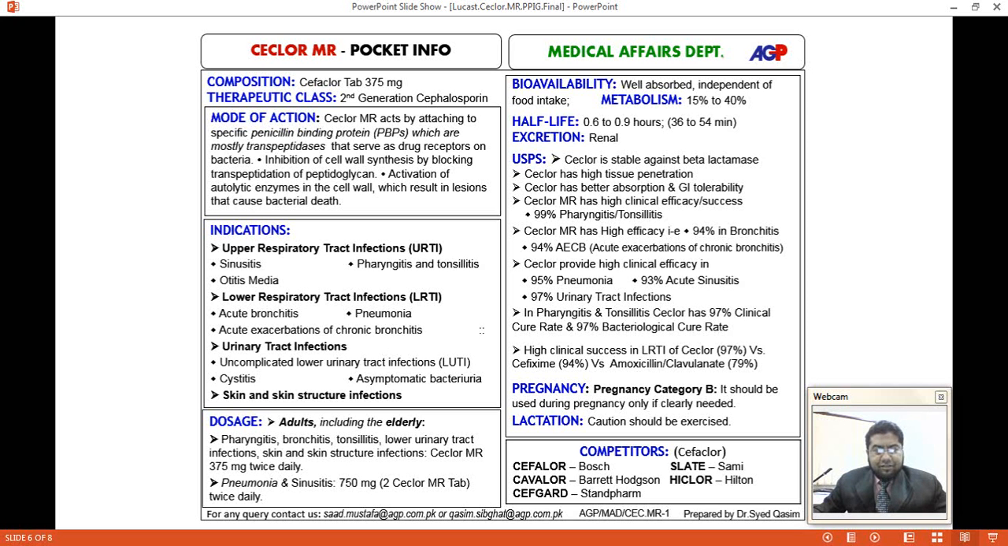Ceclor-MR contains Cefaclor tablet 375 mg. It belongs to a therapeutic class second generation cephalosporin.